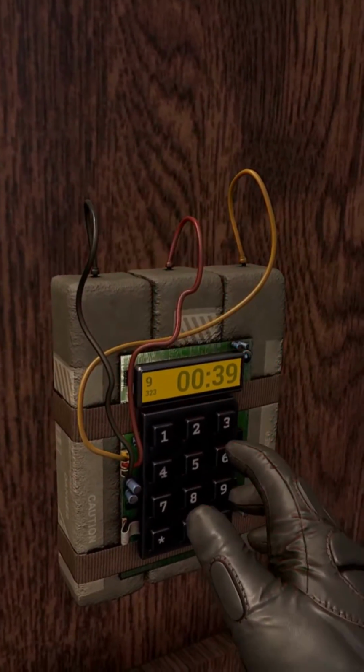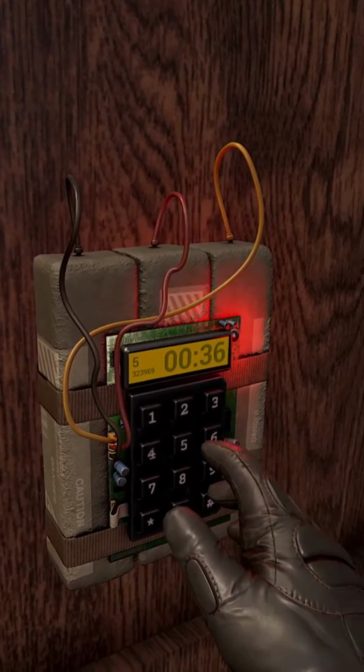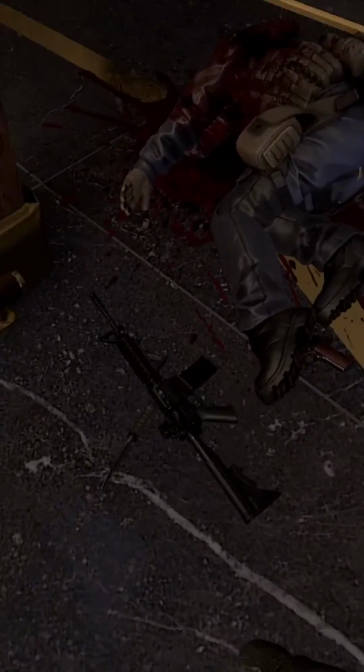But so the path to cleaning this up for virtual reality was, the most obvious thing was fixing the microcontroller.